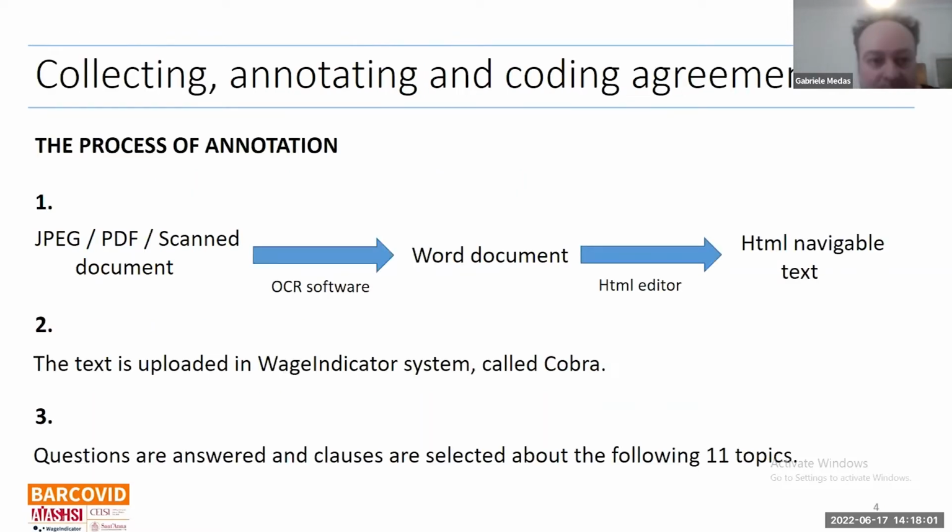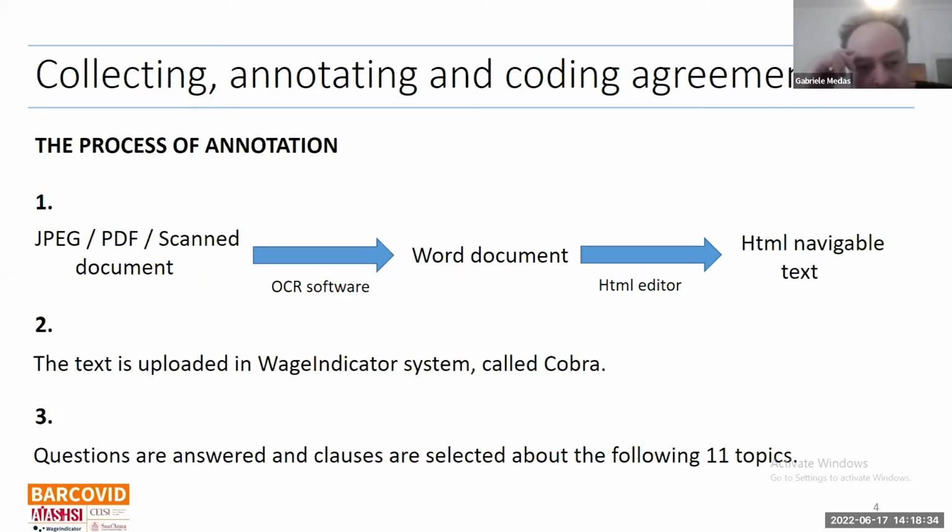So what is the process of annotation about? Basically, we get the documents, the CBAs, in different formats. It can be JPEG, PDF, scanned documents, etc. Most of the time we get the CBAs from social partners, meaning trade unions or employers' organizations, but we also get CBAs from national archives.